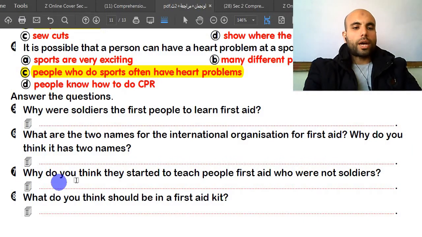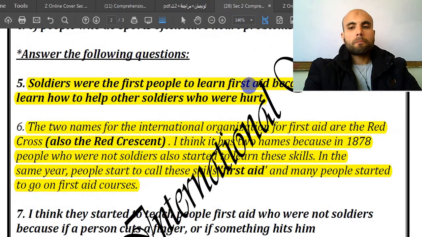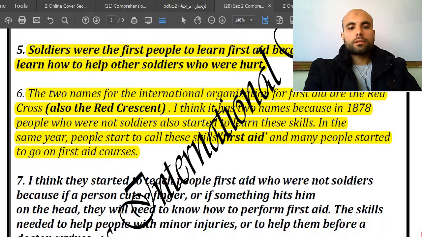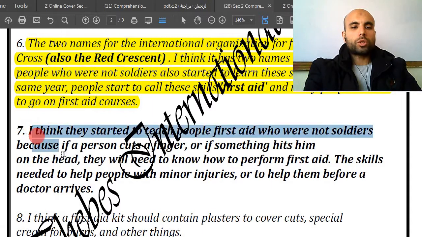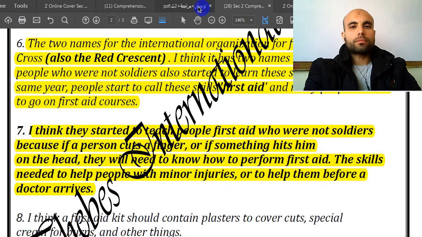Okay, number 7. Why do you think they started to teach first aid to people who were not soldiers? Here is the answer. I think they started to teach people first aid who were not soldiers because if a person cuts a finger or if something hits him on the head, they will need to know how to perform first aid. These are the skills needed to help people with minor injuries or to help them before a doctor arrives. So all of this will be the answer of number 7.